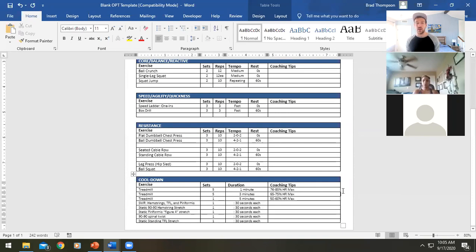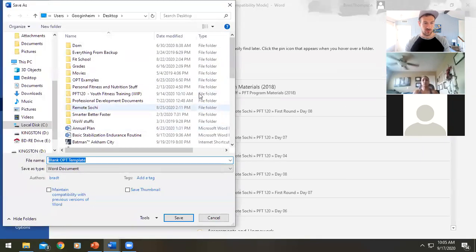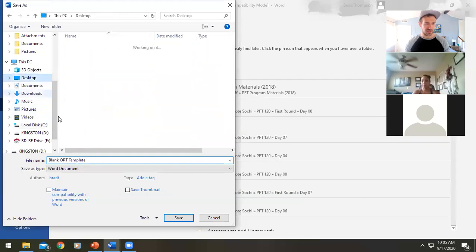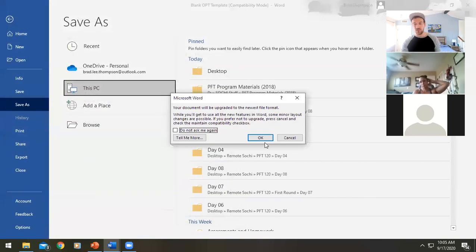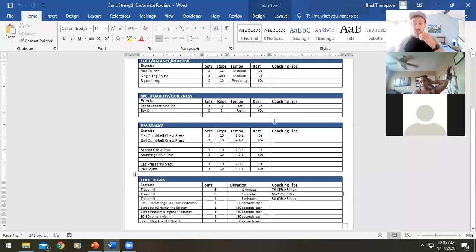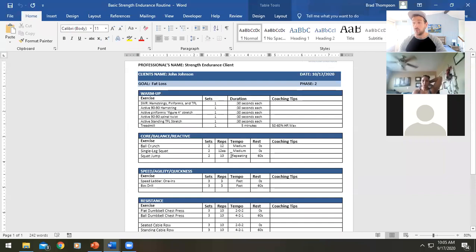Any questions on our basic strength endurance routine? Nothing? All right, so we're gonna do something kind of fun here that I always like to do. I wanna show you guys a really basic, simple way to modify as we move into phase 3 here.